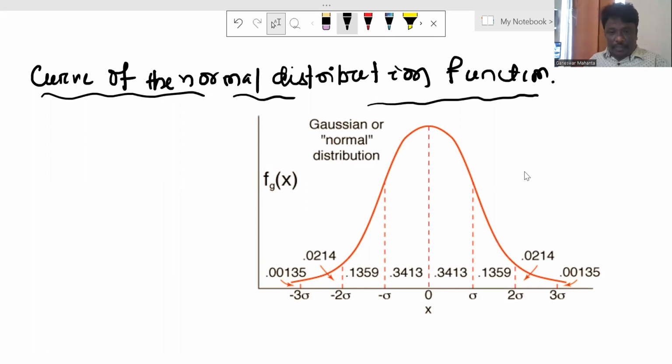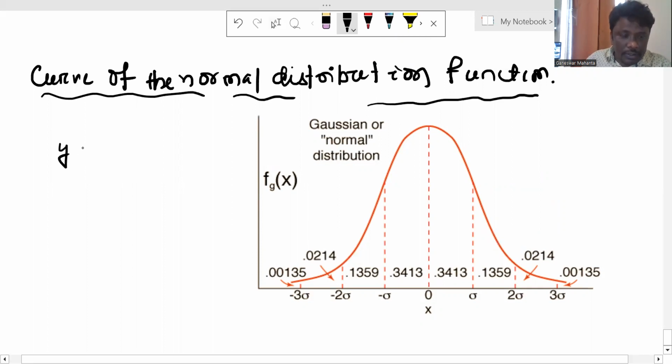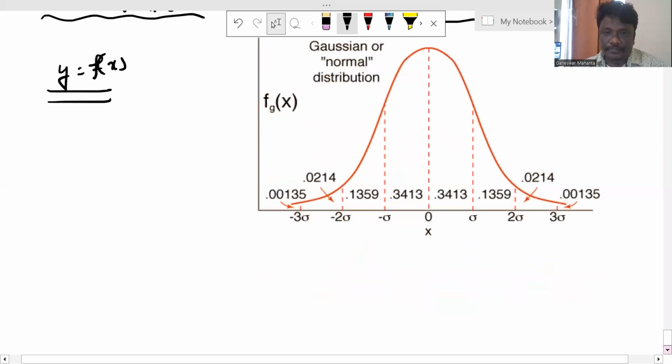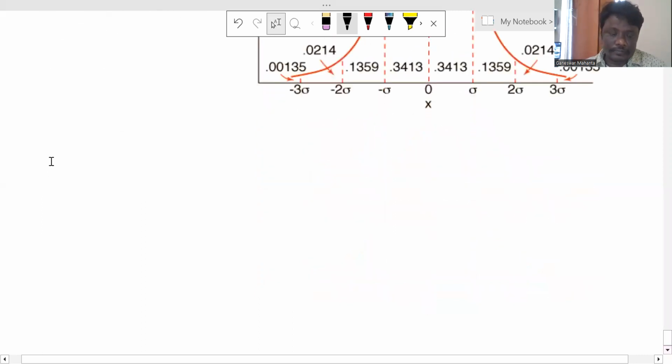So what is the property of this graph? Here y equal to f(x) is a function. It is called the bell-shaped curve. This one you can see is the bell-shaped curve.